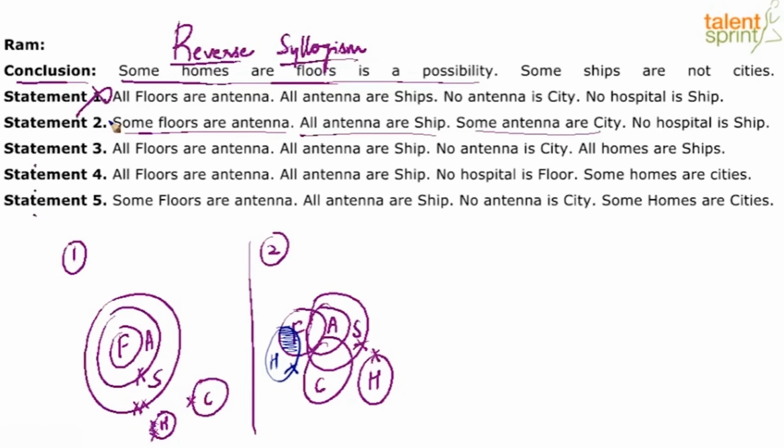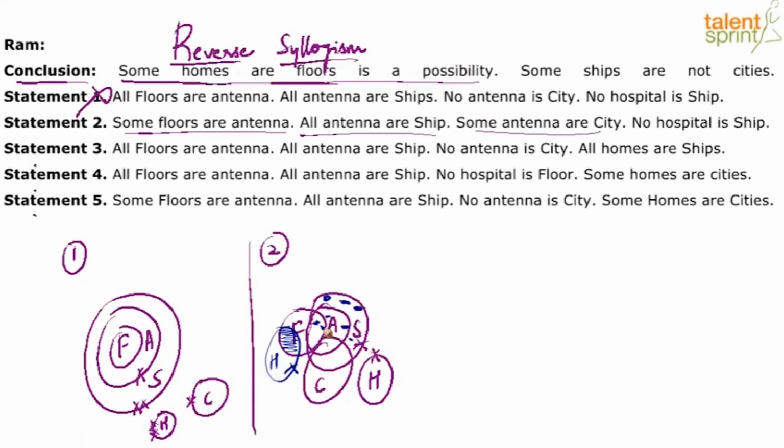Now check the second conclusion. Some ships are not cities. Well, it has been satisfied in the basic diagram. You can choose all these ships which are outside. These ships are not cities. But will it always satisfy is the question.